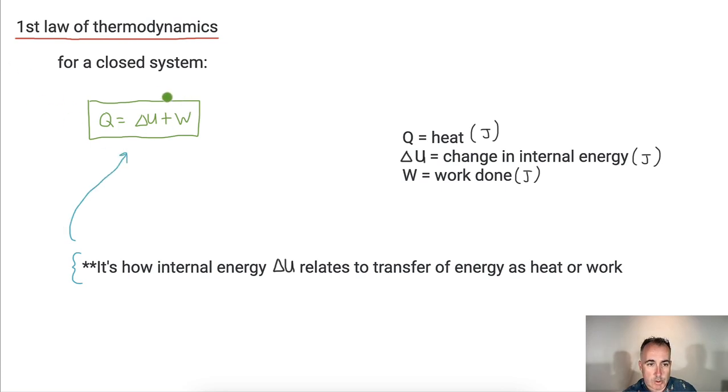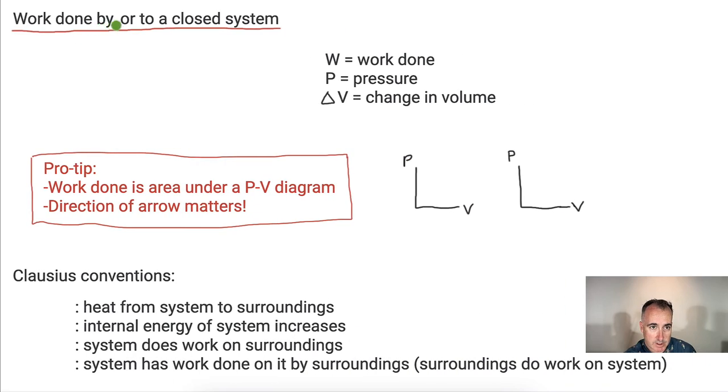Because in this equation we have work done, let's investigate that one further. That's why we have this slide right here: work done by or to a closed system. We're going to have that work equals P times delta V. This is actually a really, really important one. We're going to use this quite a bit. So let's look at what all these mean. Work done, of course, is in joules. Pressure is in pascals. And delta V is a change in volume, so that must be in meters cubed.